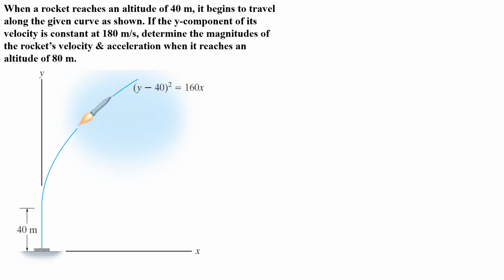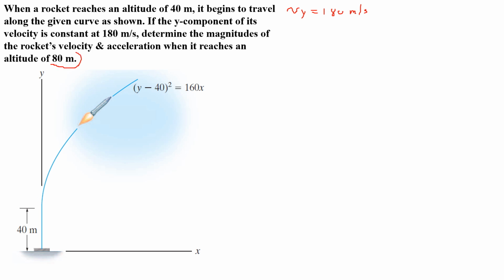We have a rocket that, when it reaches 40-meter altitude, begins to travel according to this function, which is a parabolic function. So (y - 40)² = 160x. If the y component of its velocity is constant at 180 meters per second, so given here Vy is simply 180 meters per second. Determine the magnitudes of the rocket's velocity and acceleration at the altitude of 80.